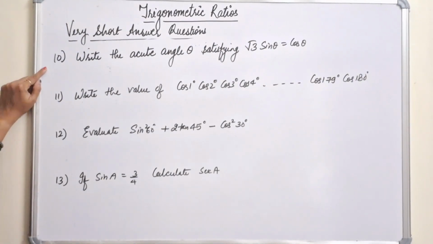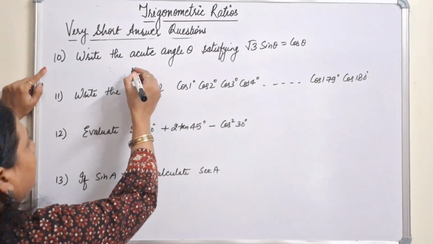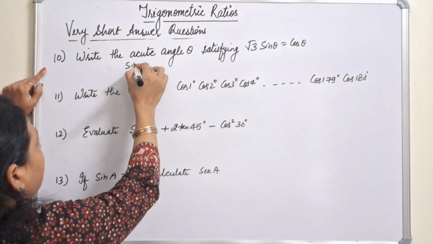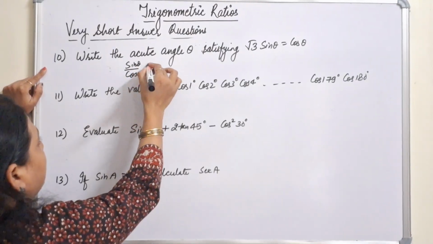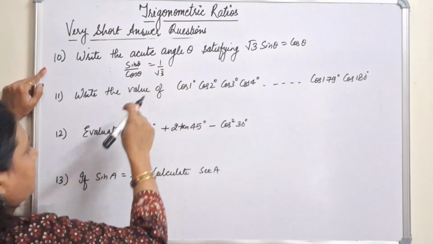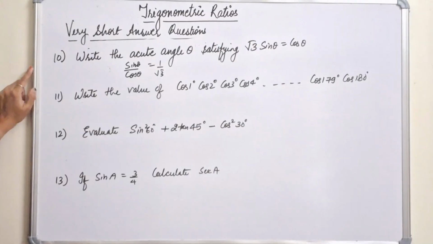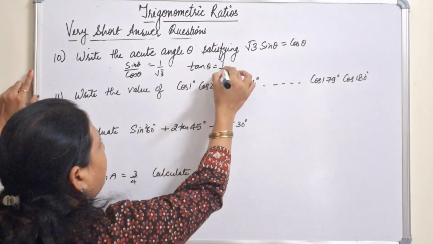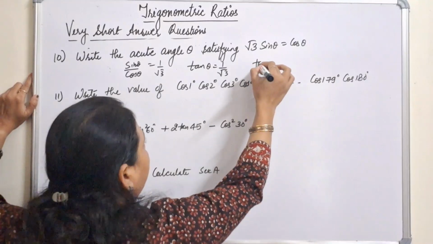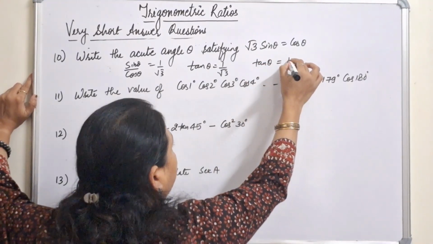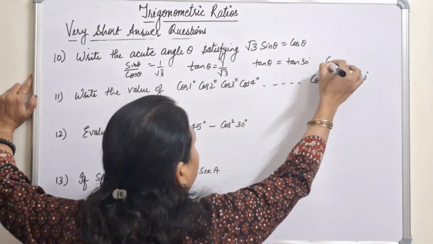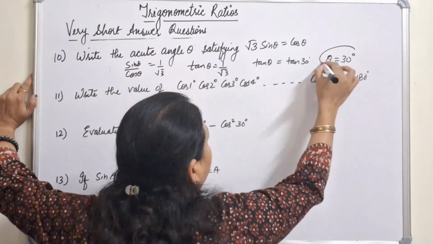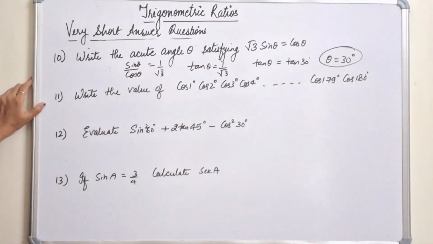See question number 10. Write the acute angle theta satisfying root 3 sin theta is equal to cos theta. So we can write sin theta upon cos theta is equal to 1 upon root 3. In this way we can write this equation, and sin theta upon cos theta is tan theta, 1 upon root 3, and in tan theta 1 upon root 3 is 30 degrees. So by comparing, theta is equal to 30 degrees.